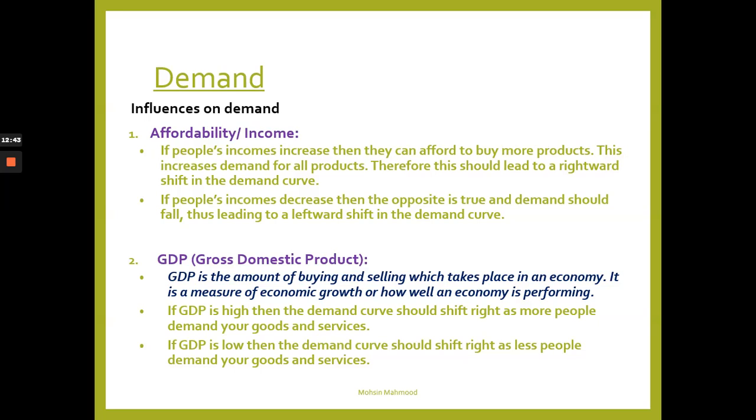Now, gross domestic product, again we said that this was the amount of buying and selling which takes place in an economy, to put it short, and it is a measure of economic growth or how well an economy is performing. So if GDP is high, then the demand curve should shift right as more people demand your goods and services. If GDP is low, then the demand curve should shift left as less people demand your goods and services. That should say left, that's a little typo in the PowerPoint which I will correct.